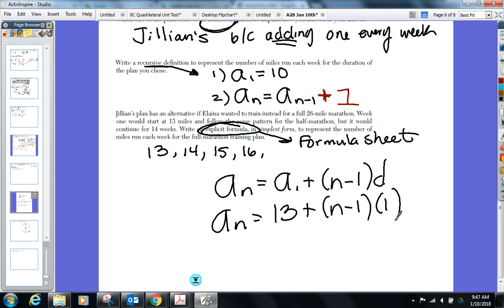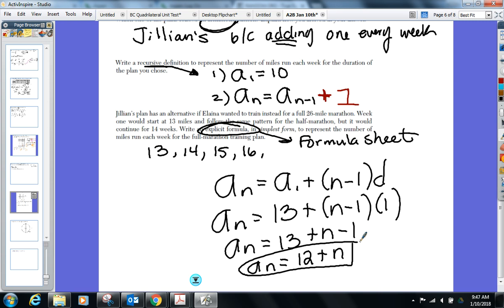Gianna? Simplest form, meaning keep going. Distribute that 1. Add the 13 where you can. Okay? Simplest form. What happens when you distribute the 1? N minus 1. Anything else you want to combine? Okay, so A sub n is going to be equal to 12 plus n or n plus 12. Either one's going to be acceptable.